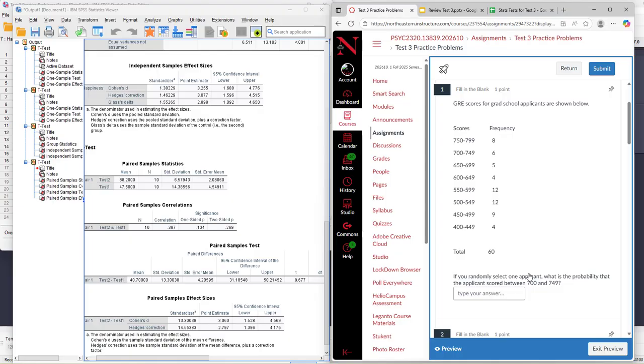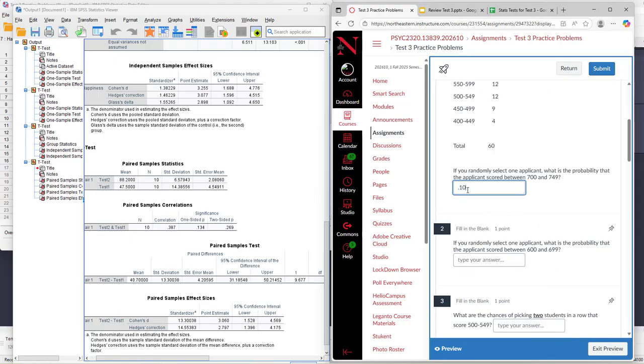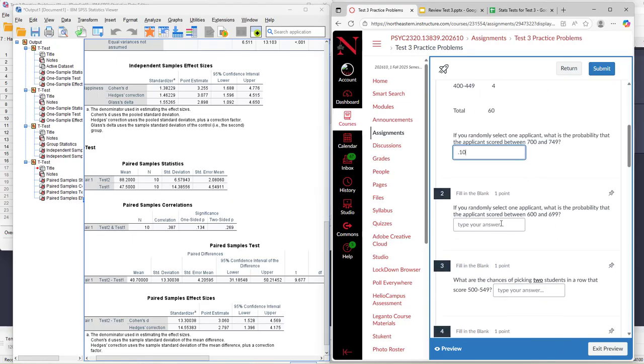If you randomly select one applicant, what's the probability that they're between 700 and 749? There's our total, 60, and 6. So that's going to be 0.10. Also, let me get my calculator for the next ones. No leading 0. You do have the following 0 though.